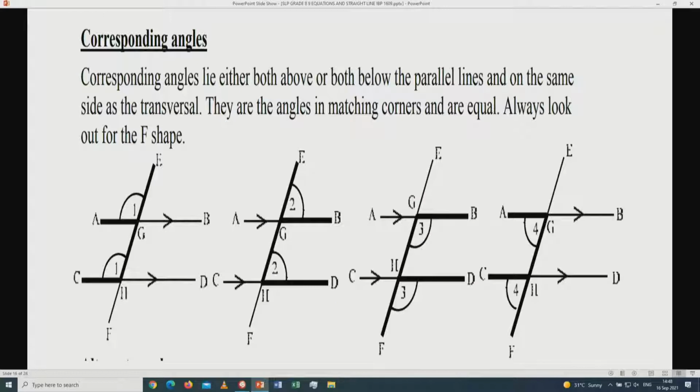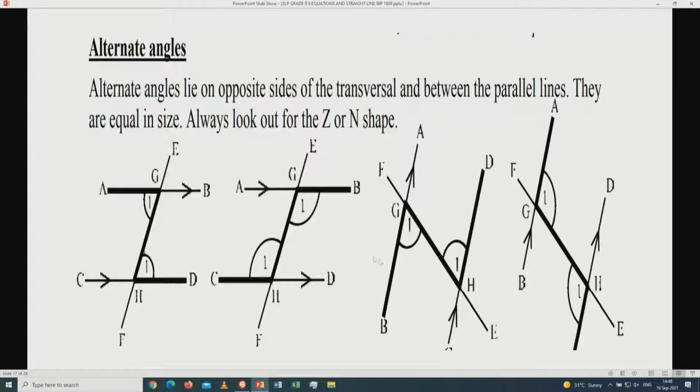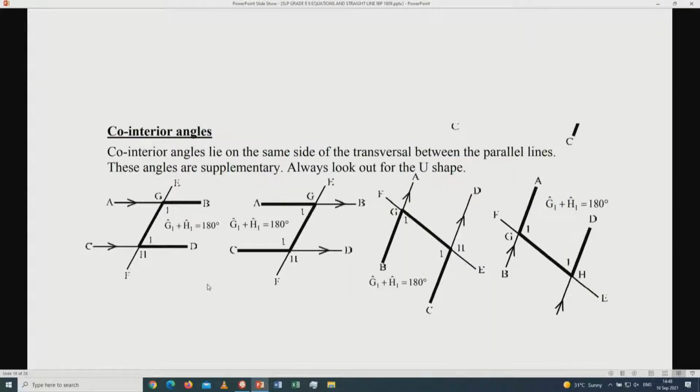Corresponding angles, they are equal. Let's remember that. With corresponding angles, they will be equal. That's a relationship. Alternating angles, they'll also be equal. Co-interior, when you add them, they give you 180. Supplementary.